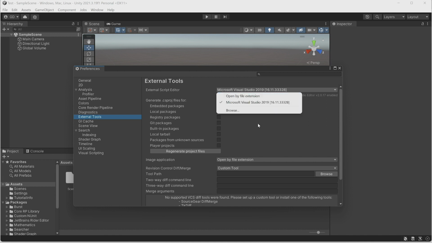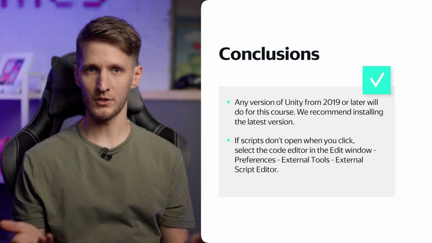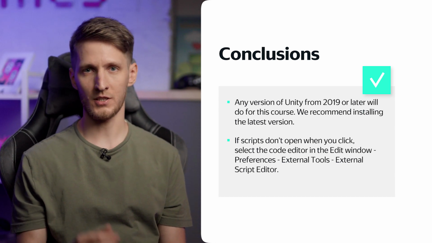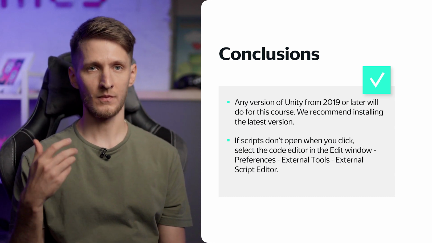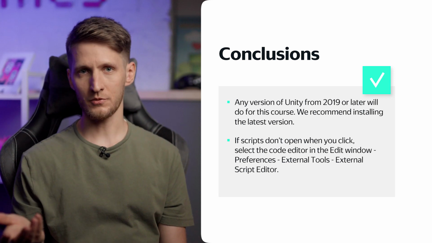Another option, if you don't want to bother, then you can simply delete Visual Studio that you installed and just install it again. Then it will be reinstalled and everything will work correctly. That's it. I hope everything works for you too. I will say once again that any version of Unity after 2019 will suit us for the course, but it's better to install the latest version for yourself.